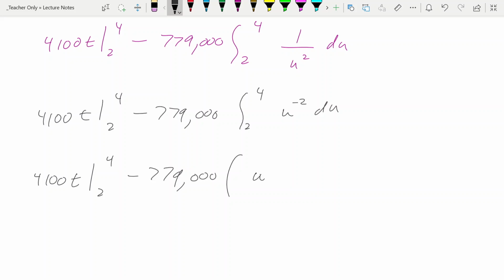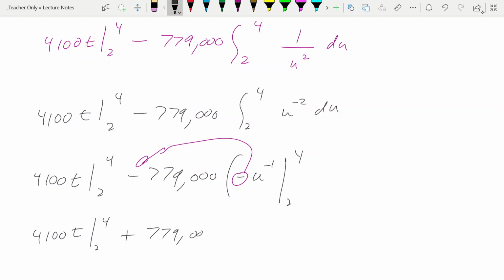All right, so what is the antiderivative of u to the negative 2? Well, that's a power rule, so that'd be u to the negative 1 divided by negative 1, but we could simplify that and just rewrite that as negative 1 over u evaluated from 2 to 4. And if we want to, on this next step, I'm going to take that negative to the outside and make that a plus, okay? So that's going to give us 4100 t from 2 to 4 plus 779,000 times 1 over u evaluated from 2 to 4.